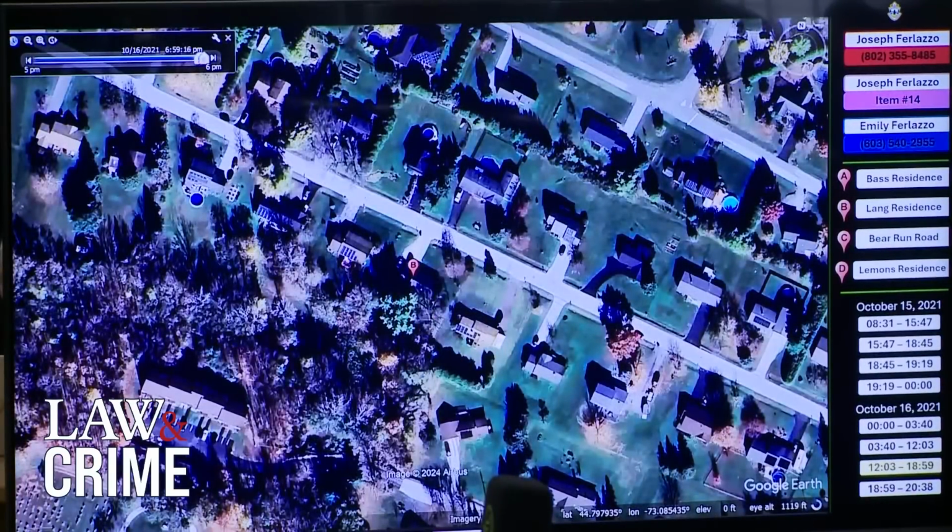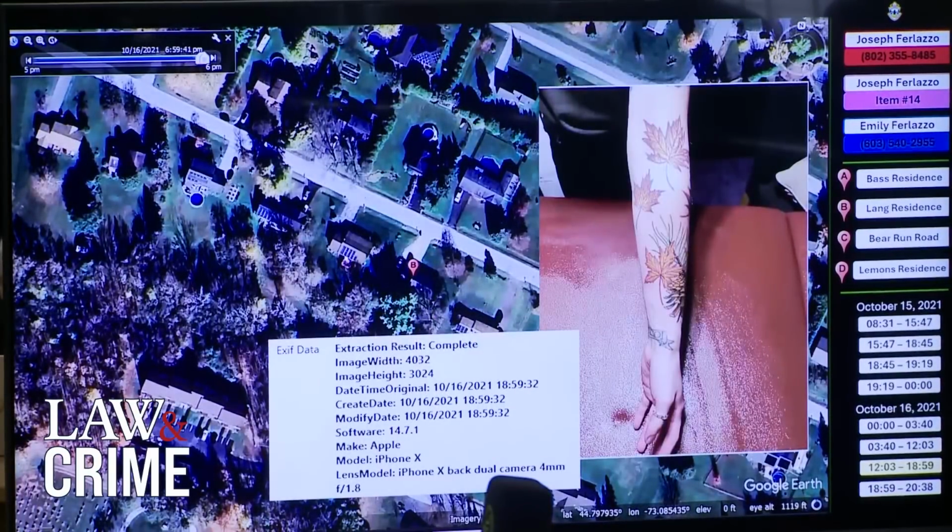And then moving forward in time, from item 14, I also saw some pictures that were taken, and the data from the pictures, called the EXIF data, show that they were created on the 16th at 1859 or 6:59, and they were of tattoos. Okay, thank you. So this is ending at 6:59 p.m. on Saturday night. Does the device stay at the Lang's residence overnight, or does it move again?